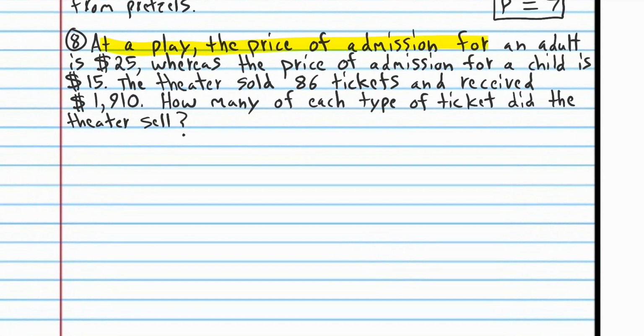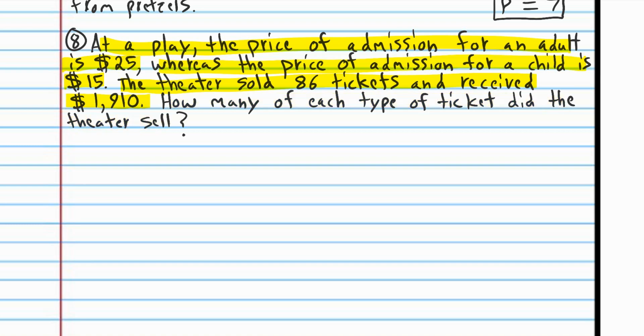At a play, the price of admission for an adult is $25, whereas the price of admission for a child is $15. Sometimes they charge different fees, or different entrance fees for kids and adults. The theater sold 86 tickets and received $1,910. How many of each type of ticket did the theater sell?